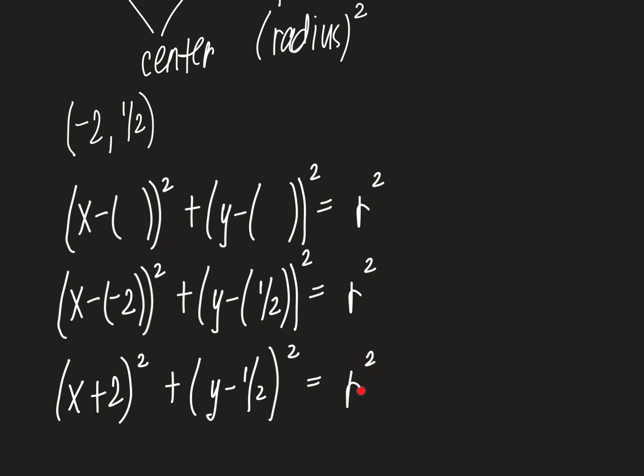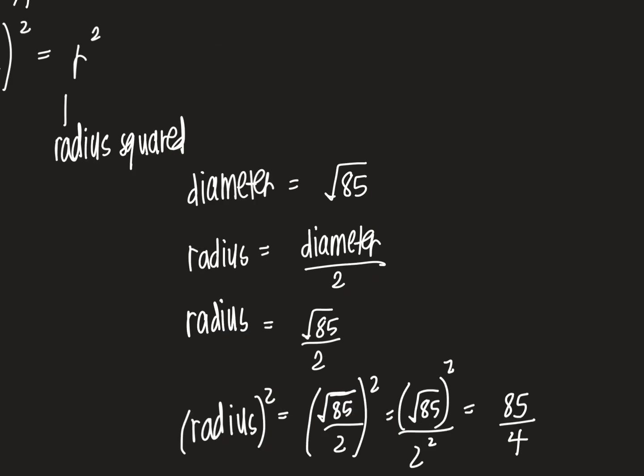And now all I have left to do is write my r squared. I'm not quite ready to write it. Well, r squared, that's the radius squared. And well, I have the diameter. We found that that's the square root of 85. So let's think through that a little bit. If you have a diameter, what's the relationship between a radius and a diameter? The radius is half of the diameter. It's the diameter divided by 2.